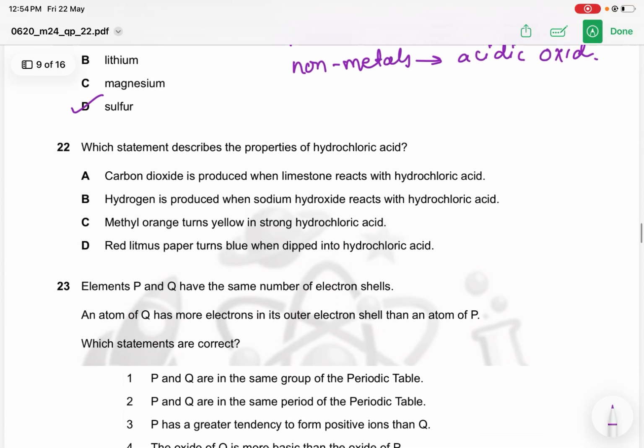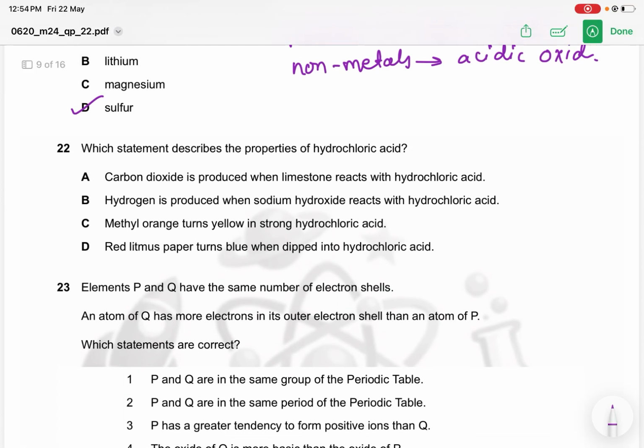Next, 22. Which statement describes the properties of hydrochloric acid? Now, hydrochloric acid is a strong acid. So first, carbon dioxide is produced when limestone reacts with hydrochloric acid.